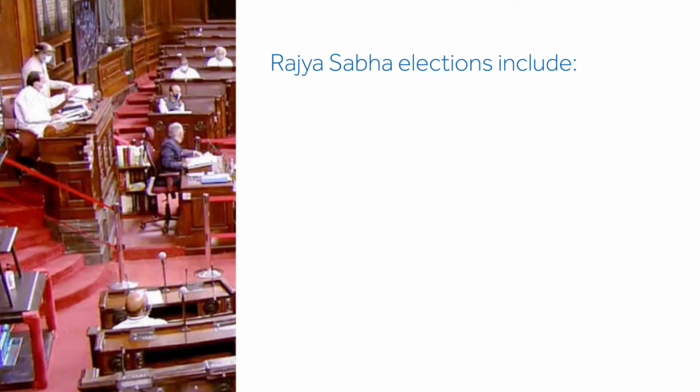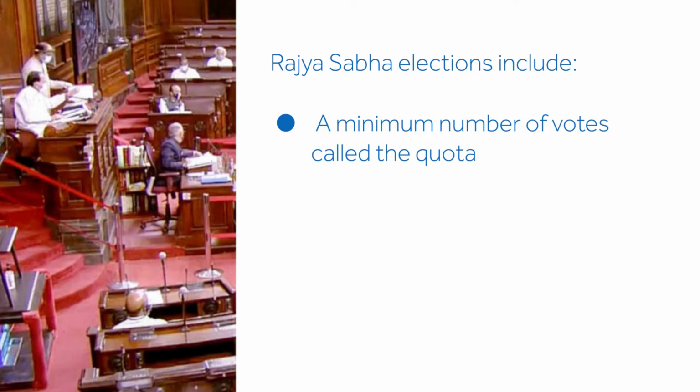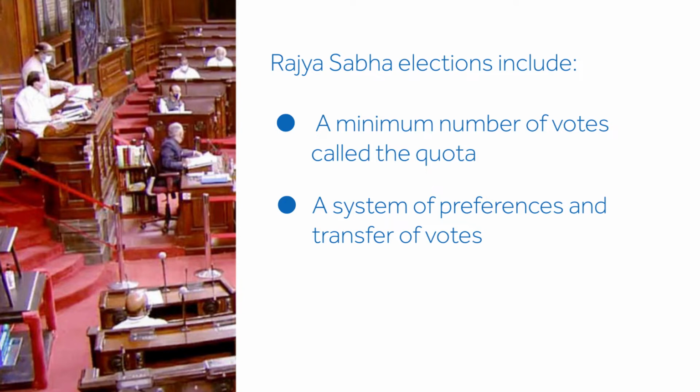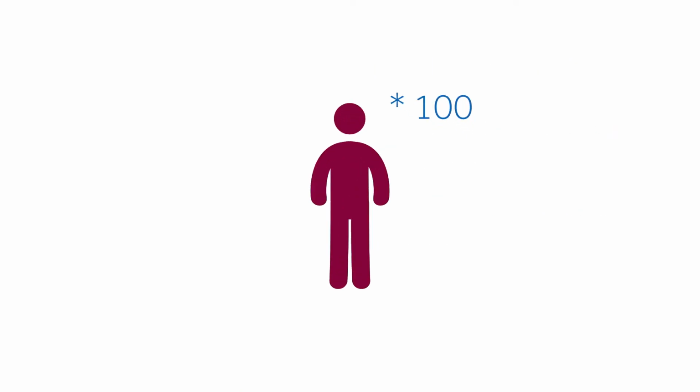Compared to Lok Sabha, a different system has been adopted for election of members to Rajya Sabha. It involves a minimum number of votes called the quota that each candidate must get and a system of preferences and transfer of votes. This is how it works. First, each MLA's vote is given the value of 100. Then the minimum number of votes required by each candidate to win is calculated.